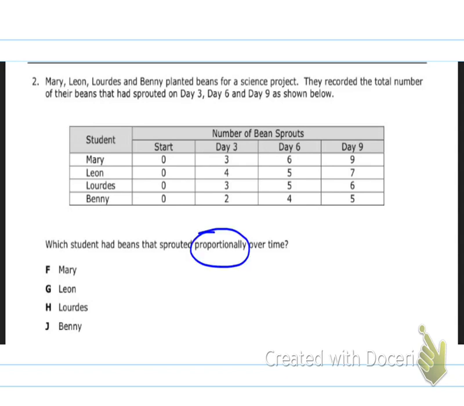So the first thing I want to mention is I'm looking for something with a (0, 0), and it has to have a y equals kx equation. Some of the details about being proportional: it'll cross the origin and it'll have a y equals kx equation.